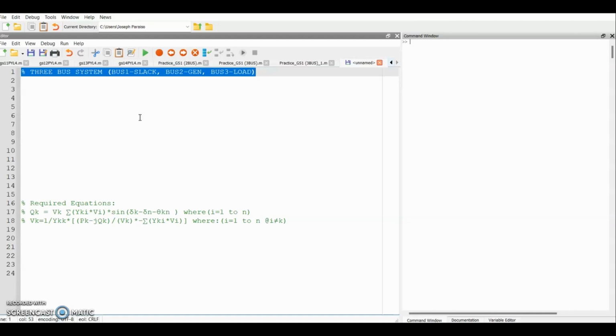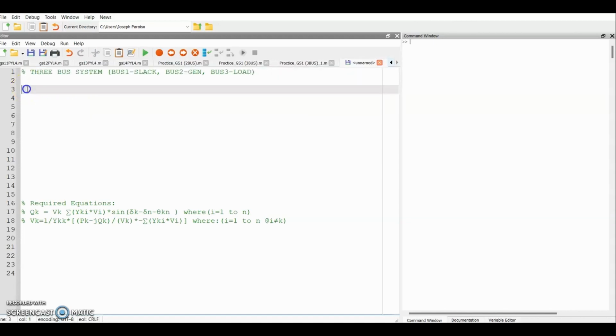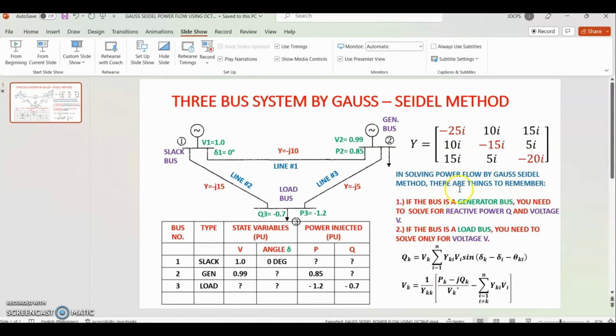Now we will define first the Y-bus elements or the Y-bus matrix. I will name it as Y. So we have negative 25i, 10i, and 15i.